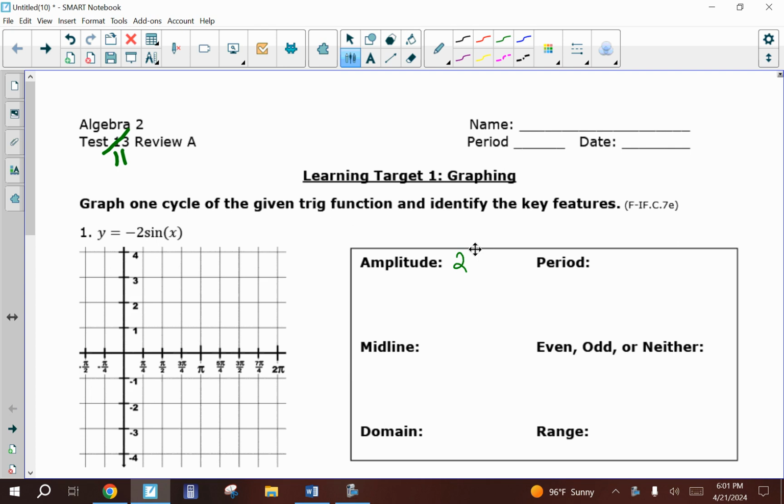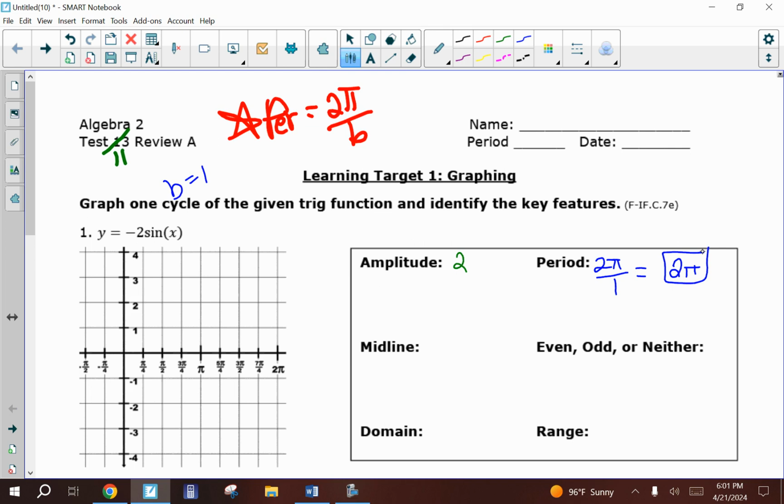The period, that one requires a formula. So I'm going to write this up top. The period is equal to 2 pi over b. And b happens to be the number that's in front of x. So that means in this problem, b is equal to 1. So if I put 2 pi over 1, that means that my period is 2 pi.